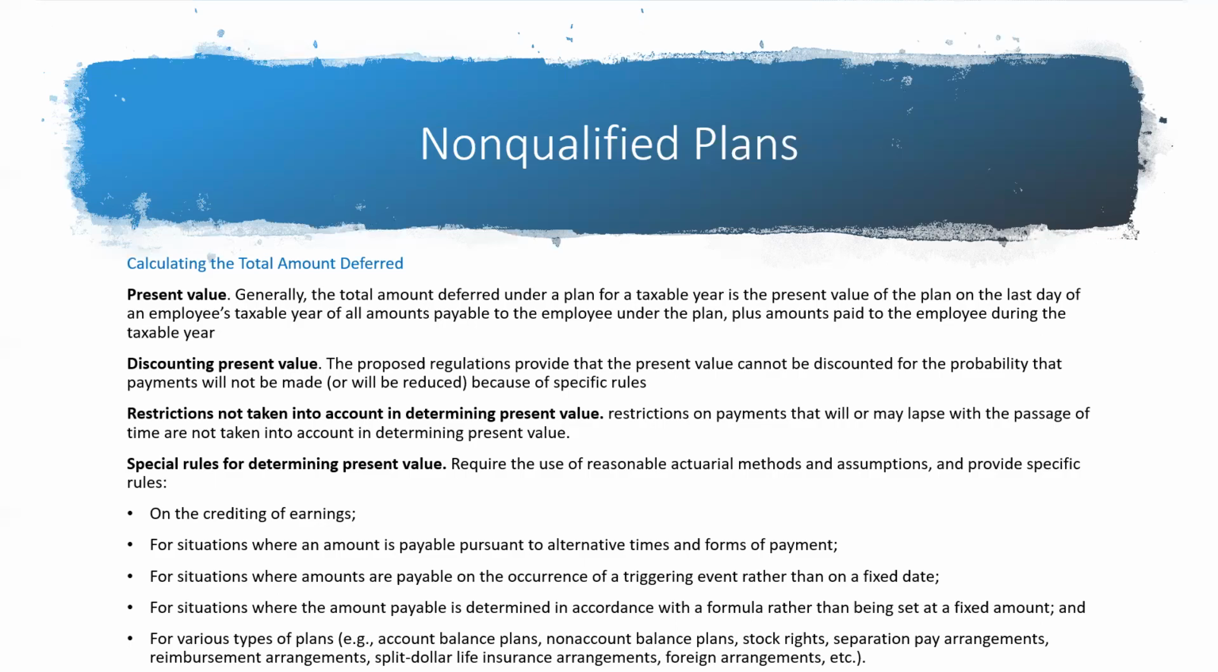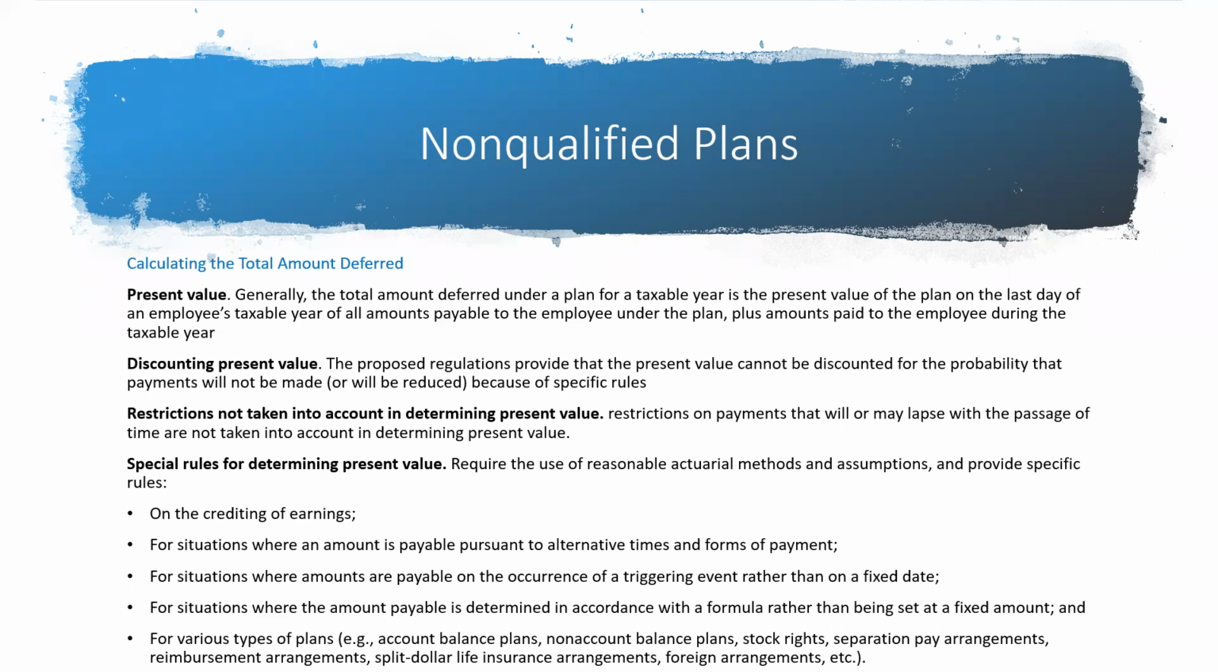We're going to start out with the super fun and interesting calculating the total amount deferred on a non-qualified plan. We have two different methods. We have the present value method or the discounting present value method because it's the IRS and they're not going to make anything super clear. It's all going to be clear as mud.